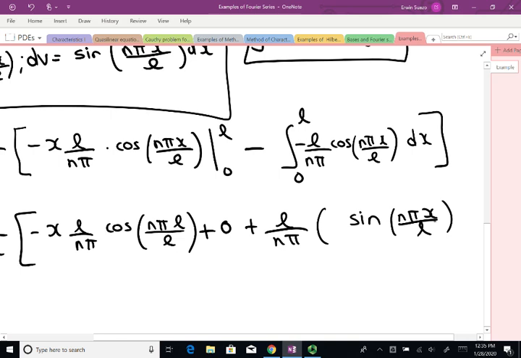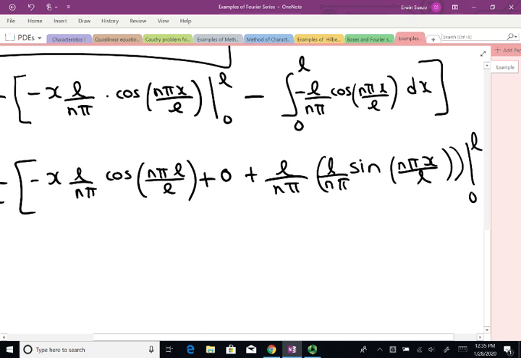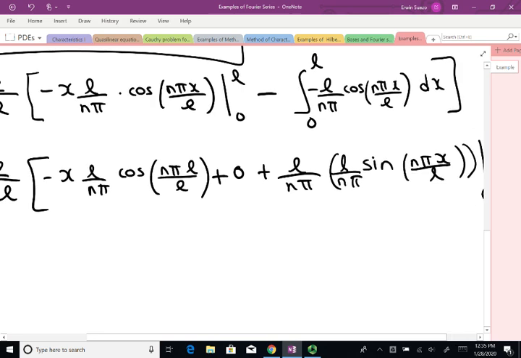The derivative of these guys will be n pi over L, so that one is not there, so I need to multiply times L over pi. Okay. And this is between 0 and L. I cannot regret using that L, but anyway.